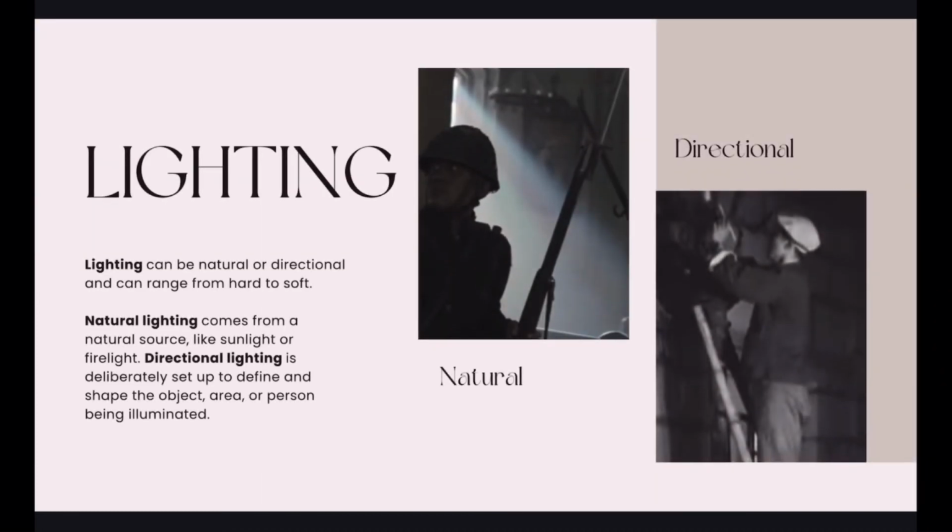Lighting. Lighting can be natural or directional and can range from hard to soft. Natural lighting comes from a natural source like sunlight or firelight. In the first image from Flowers of War, we can see the sunlight coming through the window, which makes us infer that everything in the scene is going to be illuminated from natural light coming from outside. Directional lighting is deliberately set up to define and shape the object, area, or person being illuminated. In the second image from Goddess, the scene takes place at night, but the character is clearly illuminated, meaning that it used directional lighting.